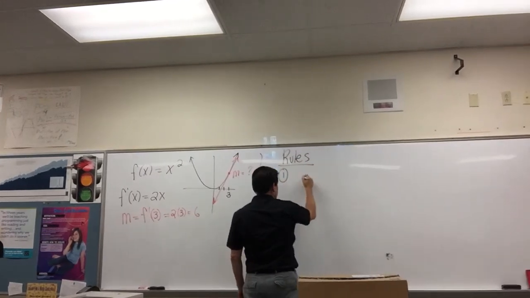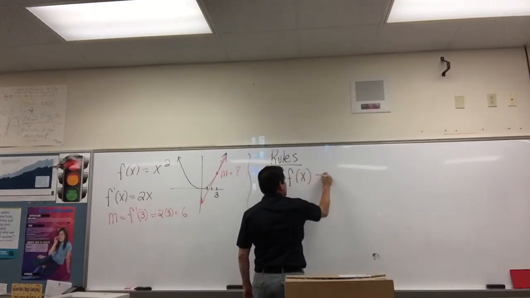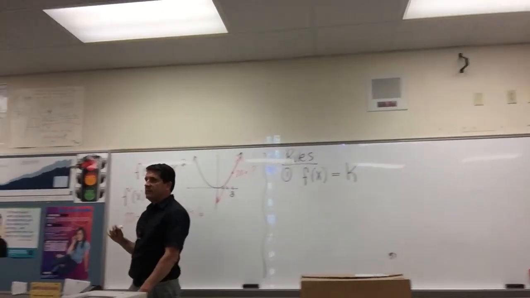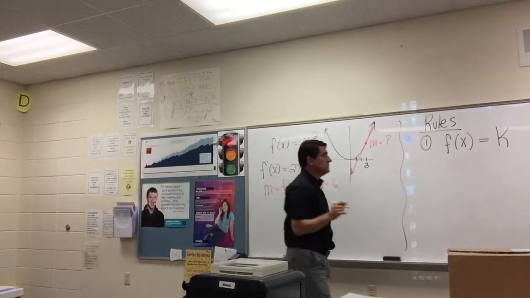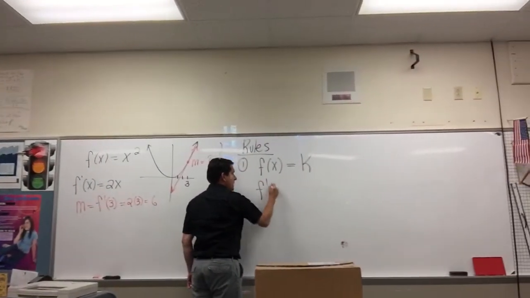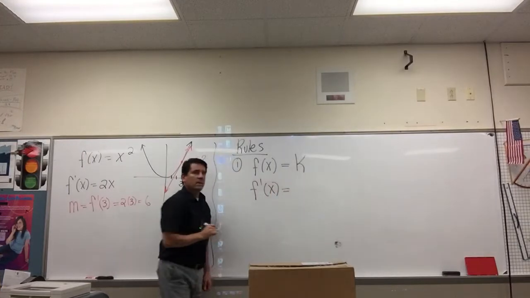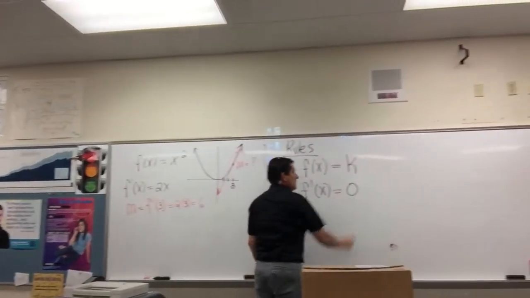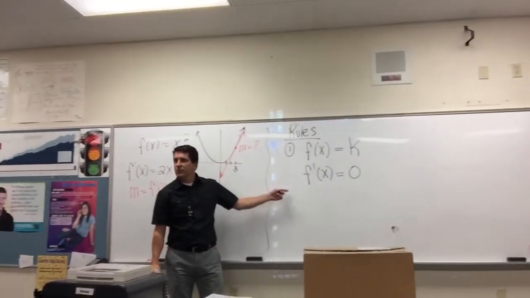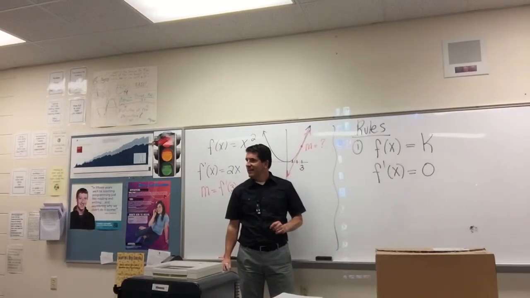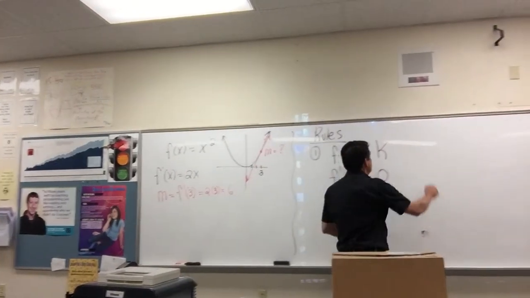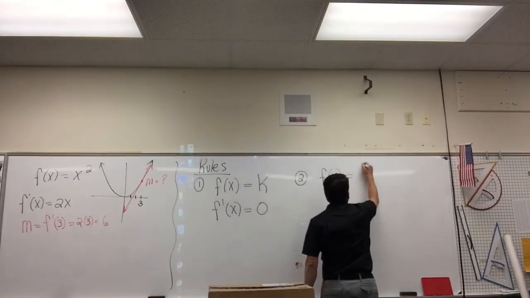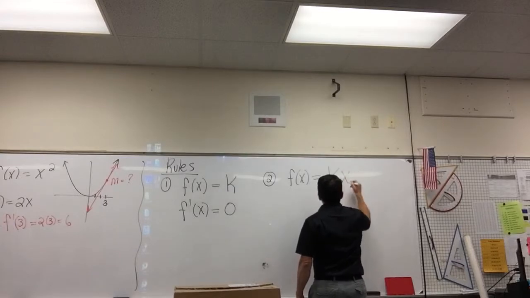First rule, if f of x is equal to some constant, k is some number, then what is the derivative of that? 0. Notice, I didn't come up with the rule, you guys did. Rule number 2. F of x is equal to k times x.